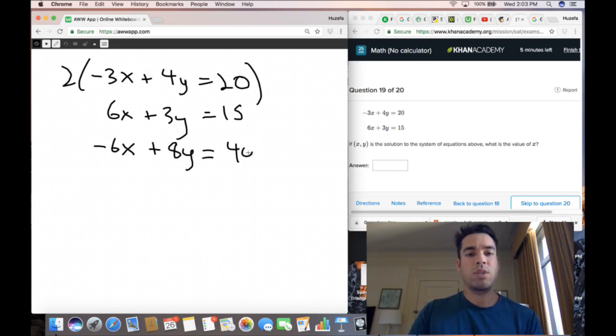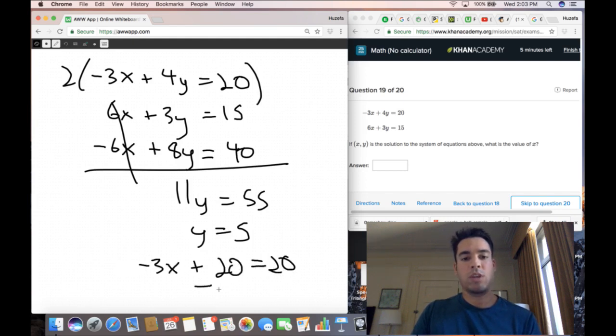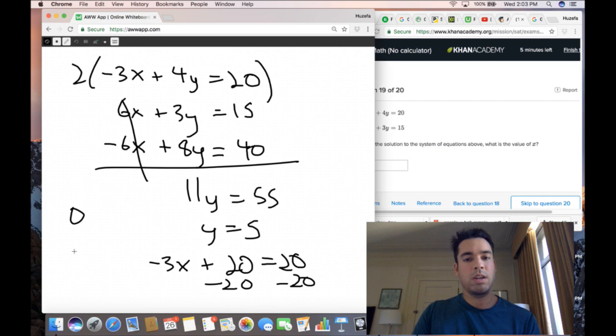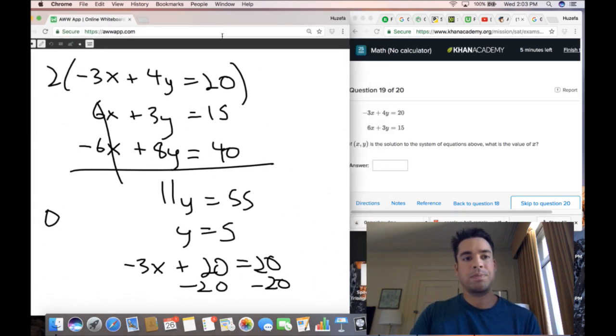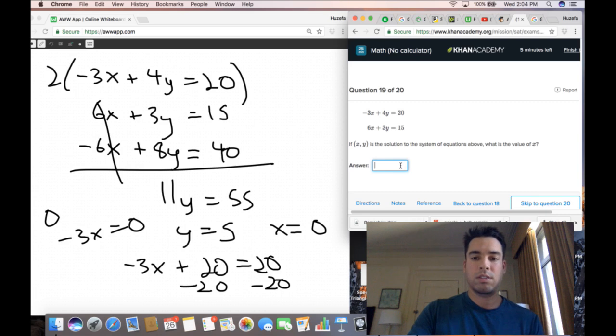Plus 8y equals 40. Now we just add these. That's what elimination is all about. These cross off. This becomes 11y, and this becomes 55. Y equals 5. Plug that back into either of the equations. So let's say negative 3x plus 4 times 5 equals 20. Subtract 20 from both sides, and x equals 0, right? Because negative 3x equals 0. And we can just test it if you want. 0 for x, y equals 5. All right, 5, 20, 0 makes sense. 5, 15, 0 makes sense. So the value of x is 0.